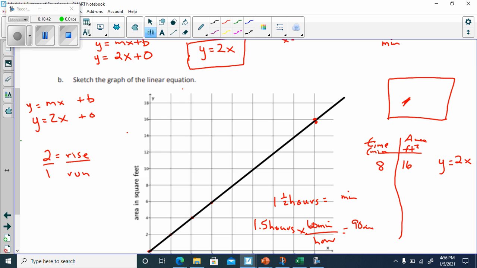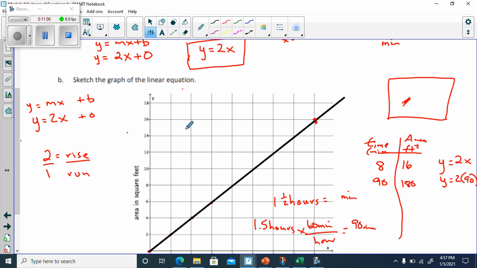So you can think about it this way, guys. 1 hour, 60 minutes, plus a half hour is 30 minutes. That's 90 minutes. Okay, so for 90 minutes, I can say y is equal to 2 times 90. 2 times 90 is 180. After 90 minutes, I've got 180 square feet painted. It's because I'm doing 2 square feet a minute, right?